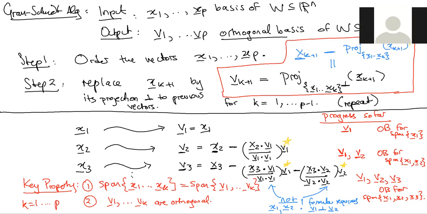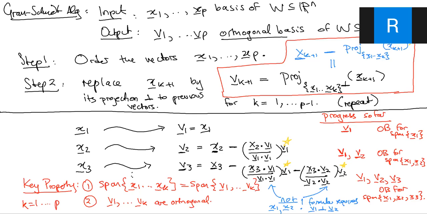Is the only exception to that V1 not being orthogonal to X1, or are you saying that V2 is orthogonal to X1? V2 is orthogonal to X1, because the definition of V2 is a component of some vector orthogonal to X1. So by definition, it's orthogonal to X1.